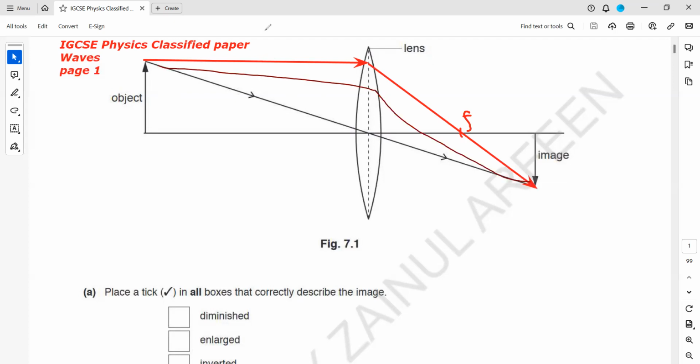Yeah, that's right. We can draw anywhere, not parallel, but from the tip of the object anywhere and reaching the tip of the image, and that is not passing through the focus. If you draw this one through the lens, then this is not correct. Why is it not correct? Because this will pass through the focus, because parallel rays pass through the focus, and rays through the focus go parallel. So you're not supposed to draw this ray. You're supposed to draw another ray. Anywhere you can draw, just from the tip of the object to reach the tip of the image, but it should not pass through the focus.